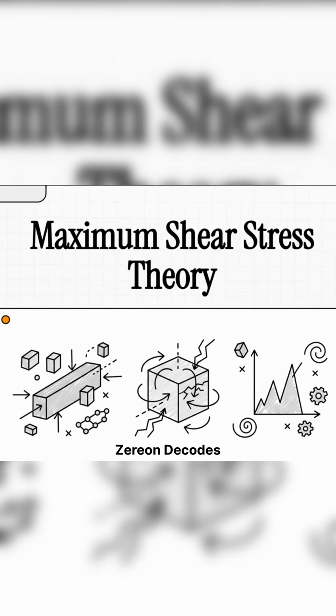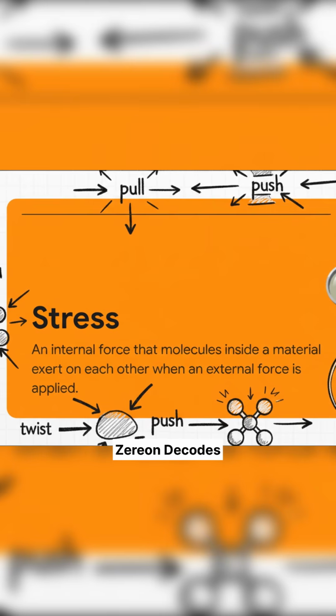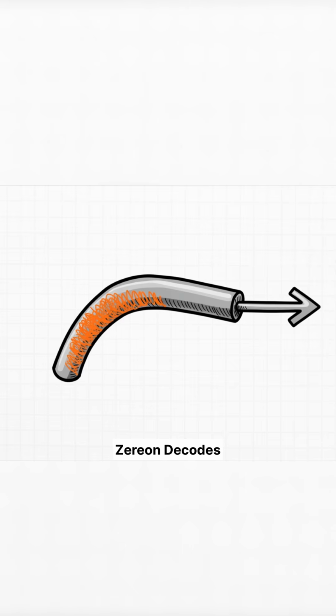Let's talk about a core engineering concept: why some things bend and others just break. For a lot of materials, the answer is a hidden force, one that causes sliding on the inside. So anytime you push, pull, or twist something, you're creating what we call stress inside it. We're going to focus on ductile materials, like steel, stuff that deforms before it snaps.